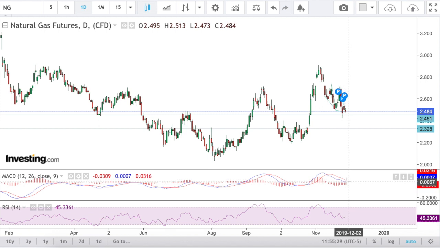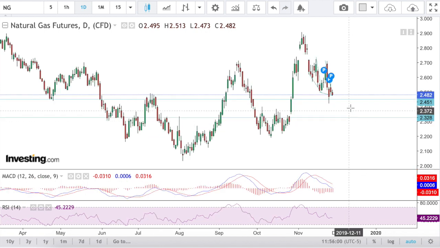So you can see we're starting to head here to this zero level, and it could really act as a support level. Just like the retracement level would act as a support level, so does the zero line on the MACD. So that's the second reason I am more bullish on natural gas right now.